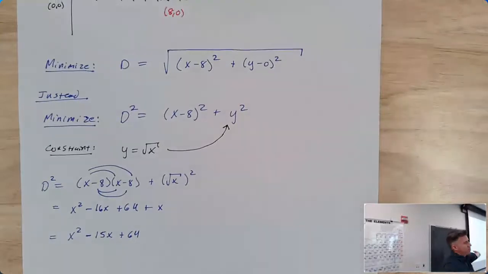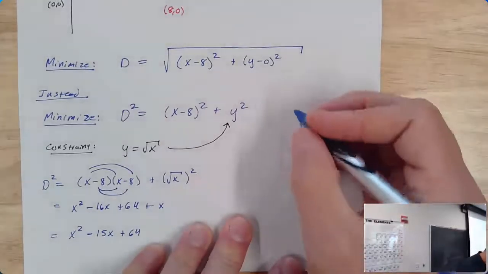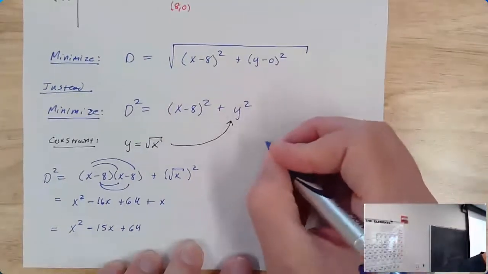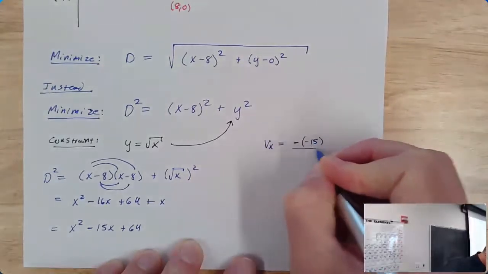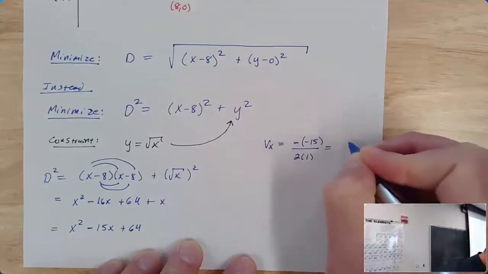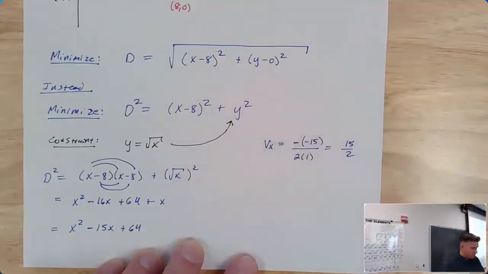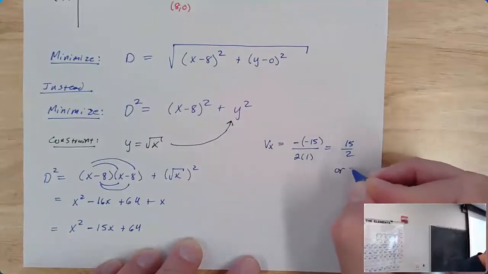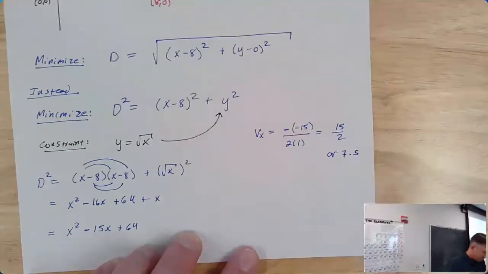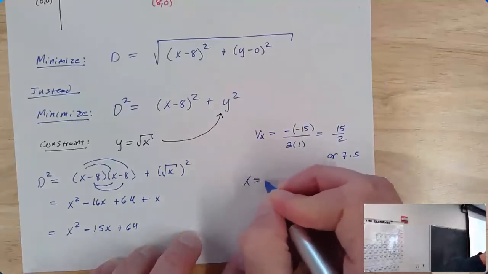We've gotten to the place where we have essentially a quadratic, or a parabola. So our job, once again, for the umpteenth time, is to find the vertex of that parabola, or at least the first coordinate of the vertex. The first coordinate of my vertex is going to be negative 15 over 2 times 1, which is 15 halves. Or if you prefer a decimal, 7.5. So the x coordinate is 15 halves.